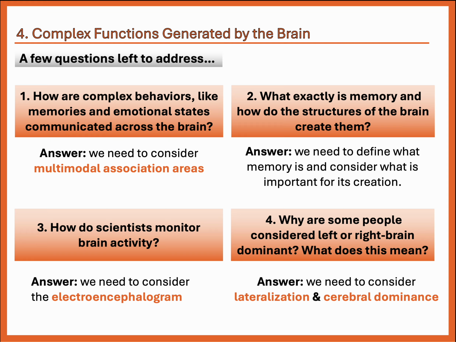Very interesting topic. Third, how do scientists monitor brain activity? This is using an EEG. We'll talk about the electroencephalogram, and this is often used even in hospitals, so you'll be accustomed to this tool eventually. Fourth, why are some people considered left or right brain dominant, and what does that mean? We'll talk about lateralization and how our cerebrum has a dominance pattern with one of the hemispheres being the dominant one. We'll talk about that.